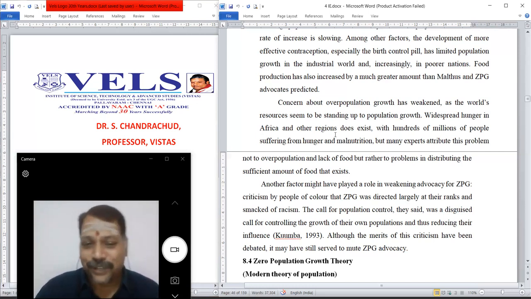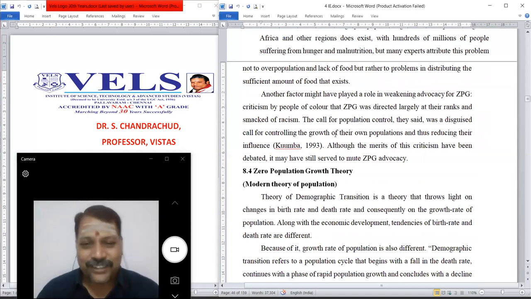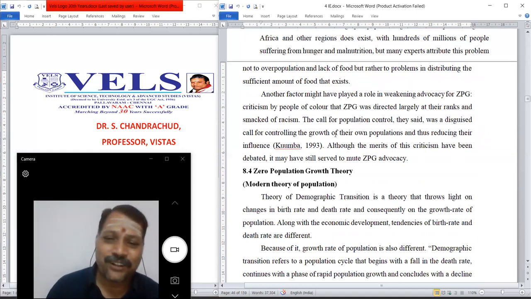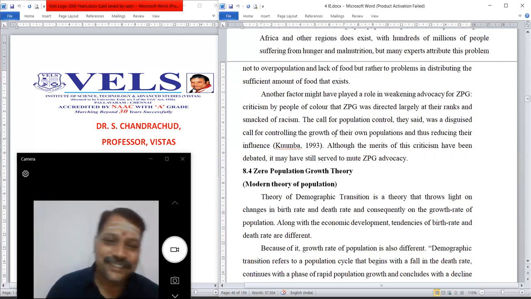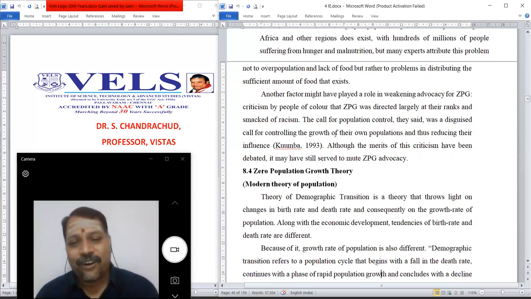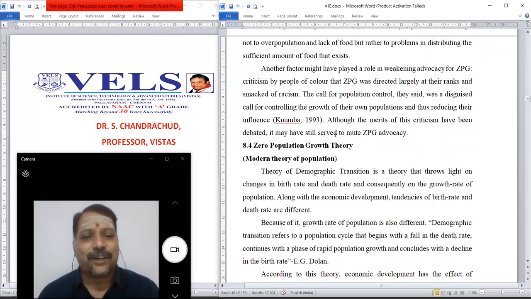Zero population growth advocacy, it has been. Now, even today, there is a debate about these two extremes. Now, let us move to the modern theory. This modern theory is otherwise called demographic transition theory. This is also the second part of the population theory, but the previous one was neoclassical. This theory is a modern theory. That is why it is named demographic transition theory, which throws light on changes in birth rate and death rate, and consequently the growth rate of the population.